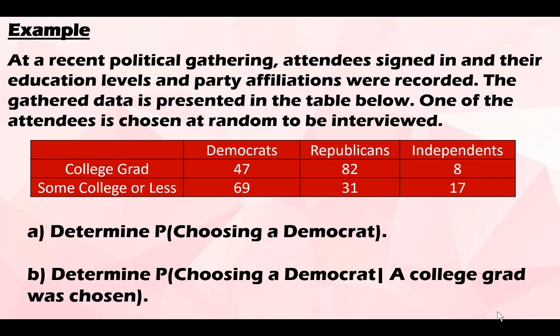So the first question is not a conditional probability question. It just wants to know the probability of choosing a Democrat. But the second question is a conditional probability question because we have a little bit of extra information. So let's focus on the first question.